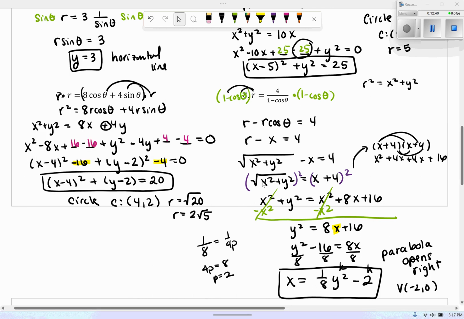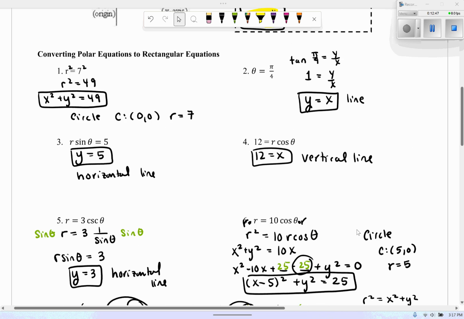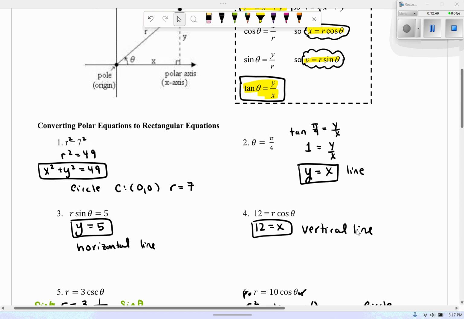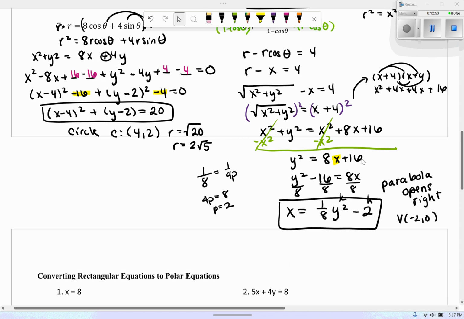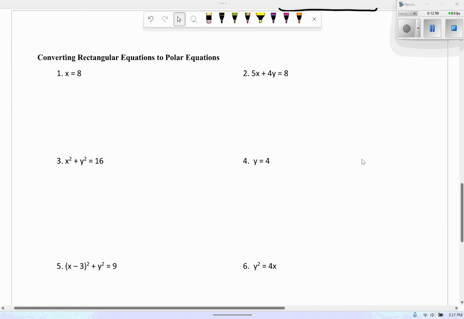So again, you have to be careful because we might have thought it was a circle at first, but it ended up being a parabola in the end. So that's how we convert from polar equations to rectangular using these equations up here. And we're going to do the same thing, except now we're going to convert from rectangular to polar, which is sometimes harder.